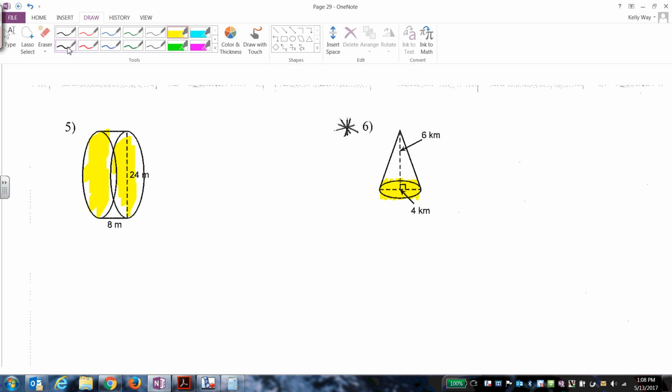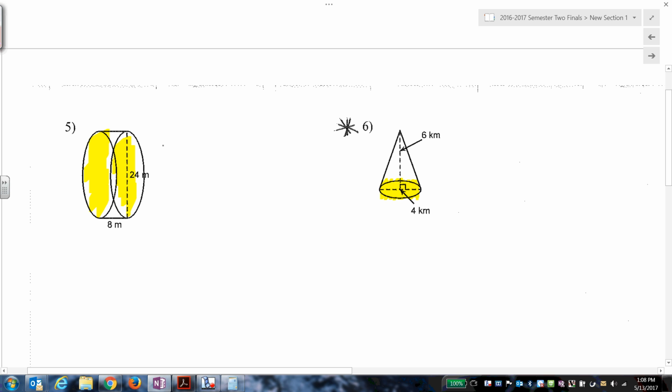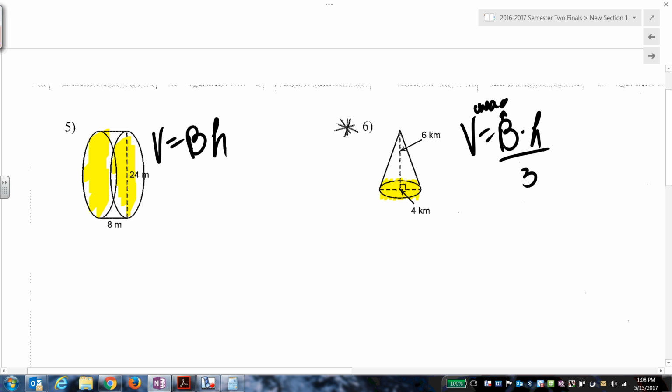For prisms and cylinders, volume equals base times height. Pyramids and cones, volume equals base times height over 3. And remember that B stands for area of the base. So we're going to do this number 6 in pi form.